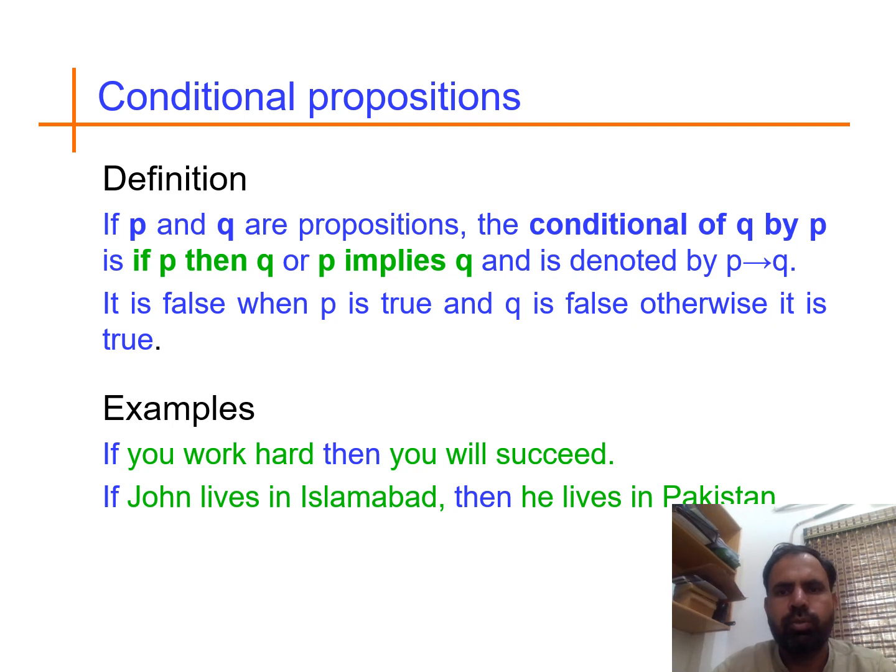Conditional propositions, we already discussed. If P and Q are propositions, the conditional of Q by P is if P then Q, or P implies Q, and is denoted by P implies Q. It is false when P is true and Q is false, otherwise it's true. We already discussed, if you work hard then you will succeed.